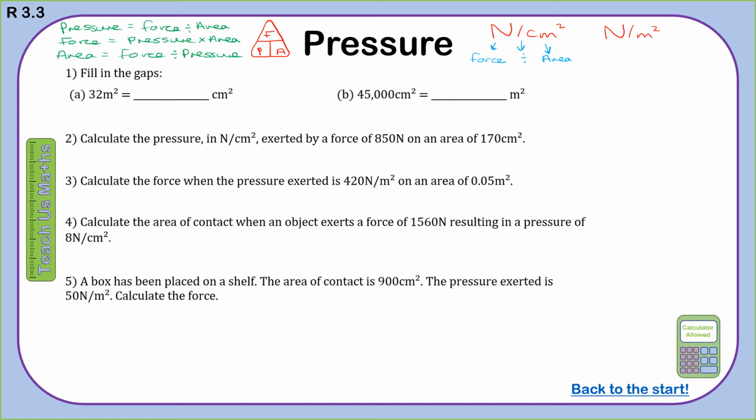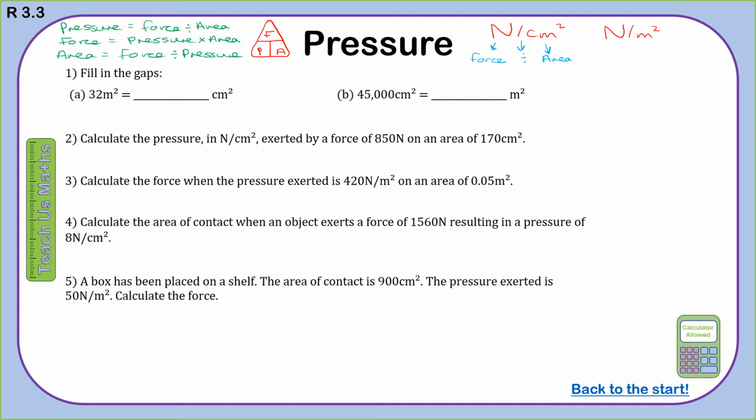So for example, if I wanted to calculate pressure, I would cover over the P. It leaves me with F on top of A. That means pressure is force divided by area. If I wanted to calculate the force, I would cover the F. That leaves me with P next to A. That means that force is pressure multiplied by area.